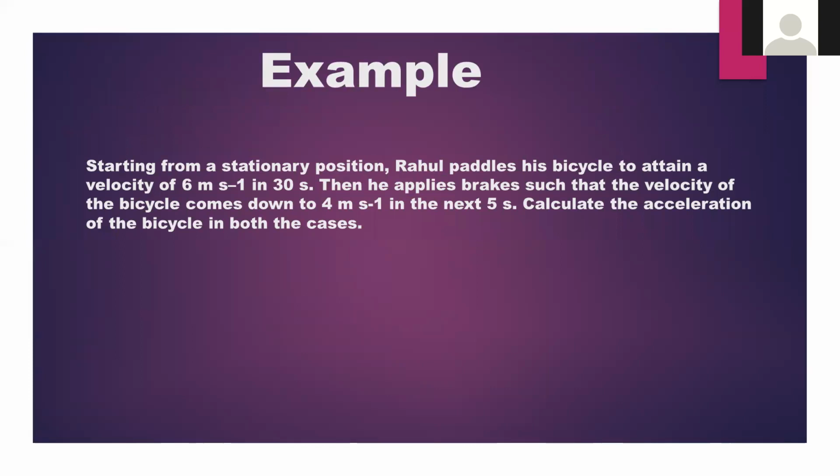It means initial position is 0. Okay. Now Rahul paddles his bicycle to attain a velocity of 6 meter per second. Final velocity is 6 meter per second and in 30 seconds, time is 30 seconds. Okay. Then he applied brake such that the velocity of bicycle comes down to 4 meter per second in the next 5 seconds. Calculate the acceleration of bicycle in both cases.